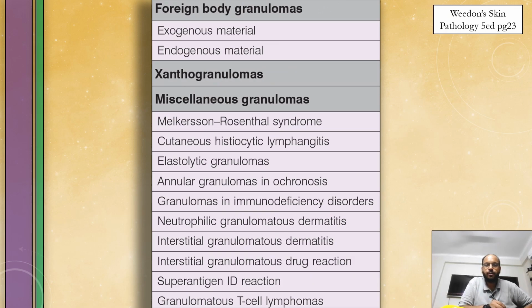So in foreign body granuloma, it can be because of exogenous material or endogenous material. Okay. The other type of granulomatous tissue reaction pattern includes xanthogranulomas. Okay. I'm not going into detail about xanthogranulomas. I will discuss only superficially.